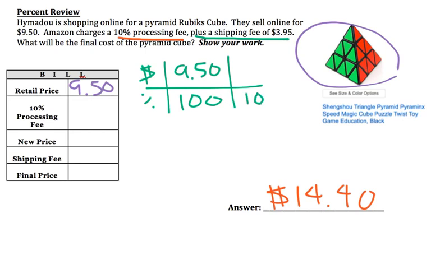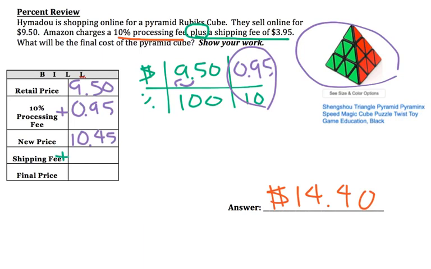If we divide that by 10, the place value is just going to go over 1. So it's going to become 0.950, which we don't really need the 0. So it's basically like 95 cents. And that's 10%. So we're going to treat it like a tax. It's a processing fee and we're going to add 95 cents to the retail price, which should give you $10.45. Then we have a shipping fee, and it even tells us plus a shipping fee, so I know all I have to do is add that. And when you add that, you should end up with $14.40.